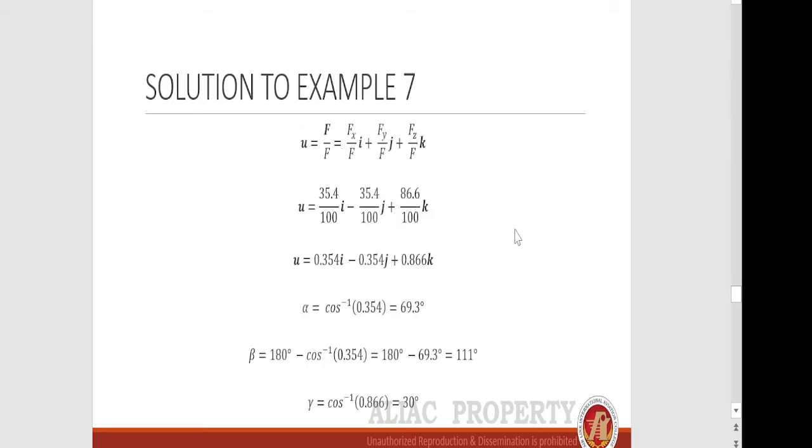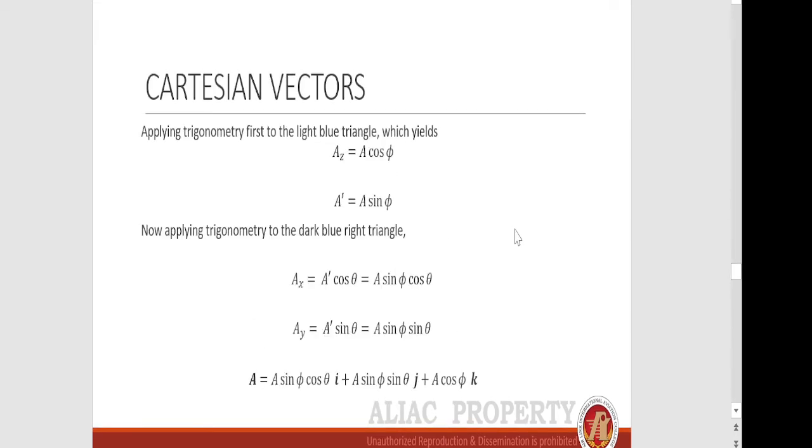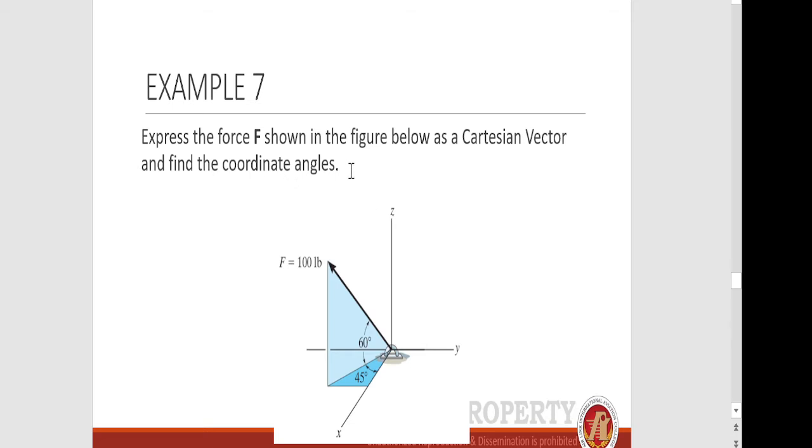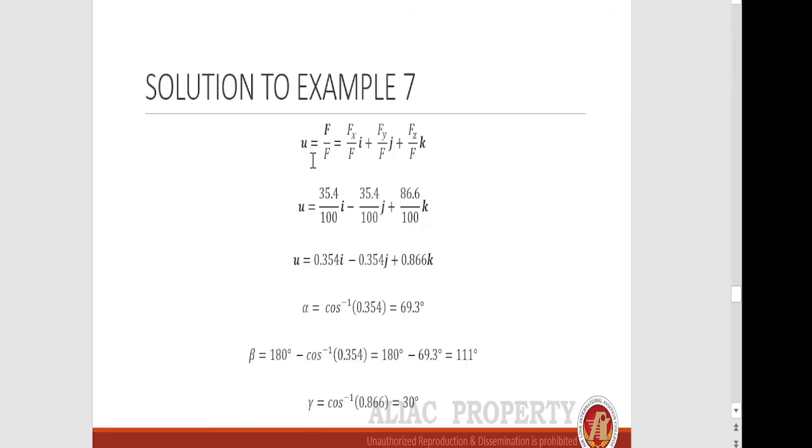By using the formulas again, we need to find the coordinate angles, because the question is asking for the coordinate angles. So how many coordinate angles do we have? We have three coordinate angles, alpha, beta, and gamma. So same formula again, u is equal to F over F: Fx over F i, Fy over F j, Fz over F k. Substitute the respective values of Fx, Fy, Fz. F is already given, 100 pounds. So the unit vector u is here.